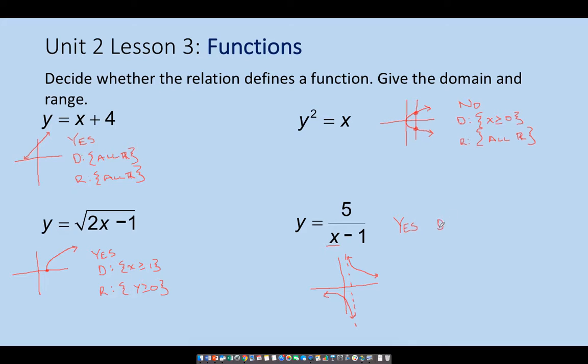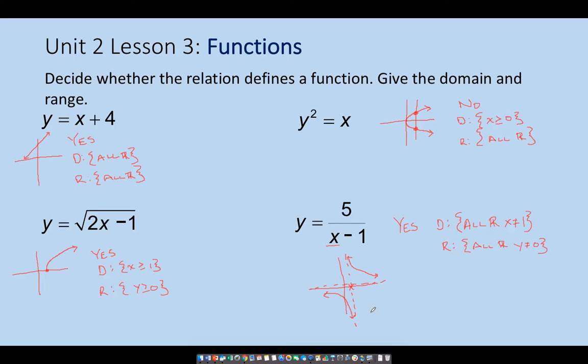My domain is simply going, well, I have all real numbers. It goes forever left, forever right, except I can't have this value right here. Okay, so I'm just going to say all real numbers, x cannot equal 1. And then my range, well, again, I go forever down, I go forever up, but there is one other asymptote here. I can't have y equals 0. So I'm going to say all real numbers again, but y cannot equal 0.